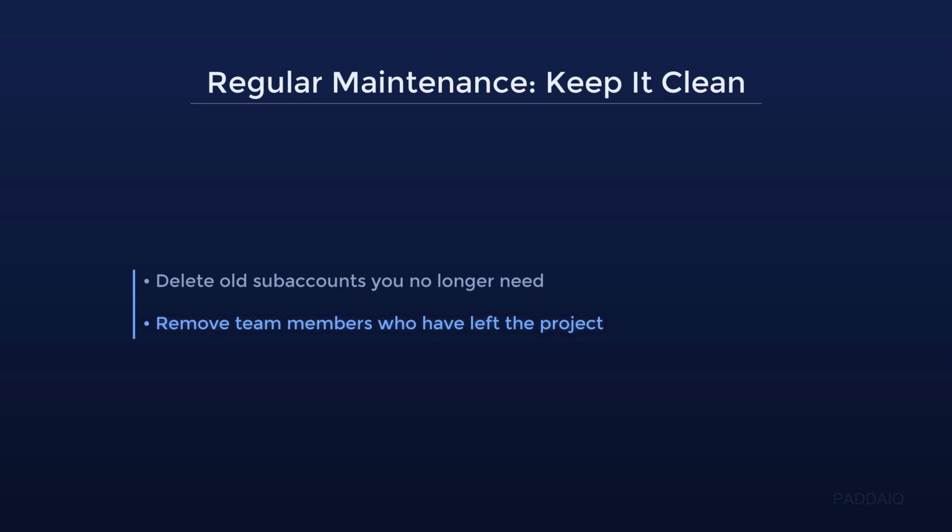Remove team members who have left the project. This means promptly revoking system access for individuals no longer involved. For instance, when a developer moves to another team, immediately delete their BTP account. This ensures only current members can access resources, maintaining security and compliance.